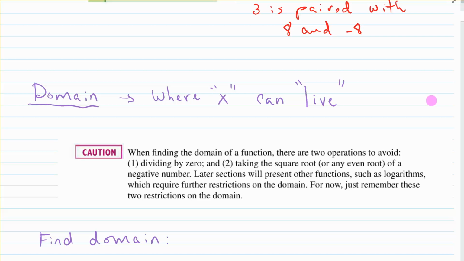Domain. We're going to hear about domain through this chapter sometimes, and domain is where x can live. There's sometimes restrictions on x, and that would be a rational function or a square root function. So we have to keep that in mind as we decide what the domain is. Have a little caution paragraph here. When finding the domain of a function, there's two operations to avoid: dividing by 0 and taking the square root of a negative number. So just remember those.